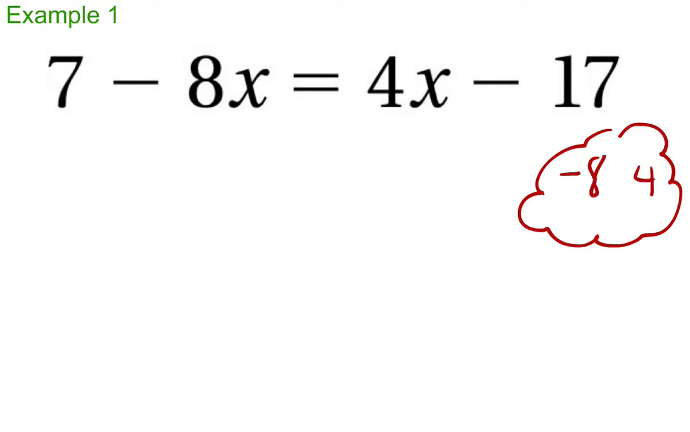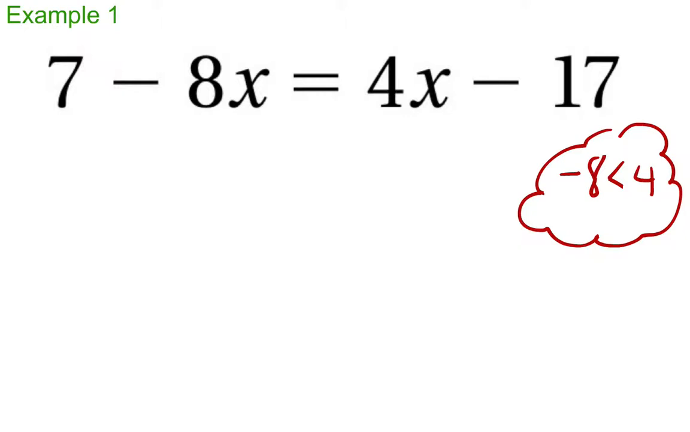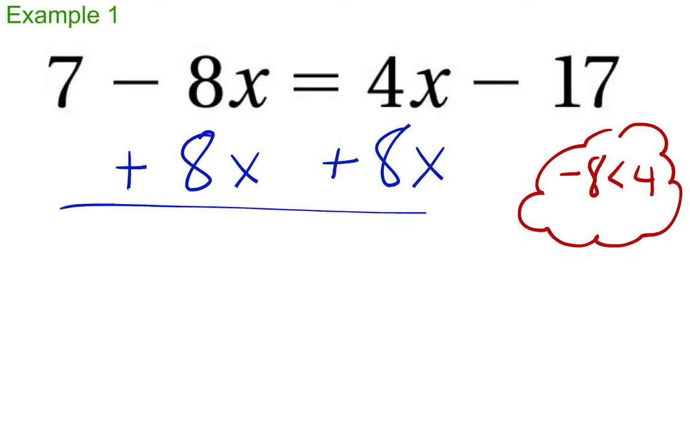Because the coefficient of this x on the left-hand side is negative 8, and the coefficient on this x on the right-hand side is 4. So which one's smaller? Negative 8 is definitely smaller than 4. So, according to my tip, I want to get rid of the smaller x. So let's get rid of this negative 8x. The opposite of negative 8x is positive 8x, so plus 8x to both sides.